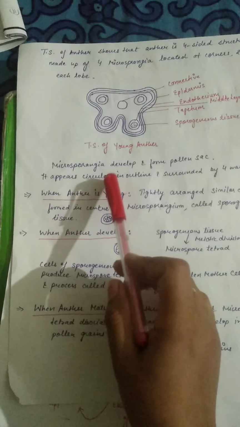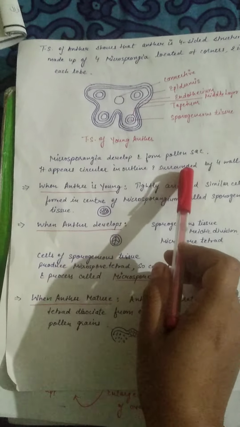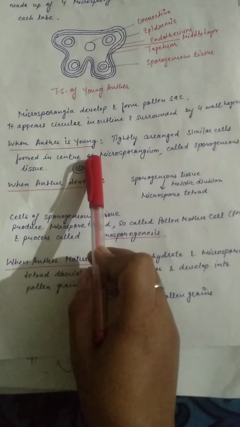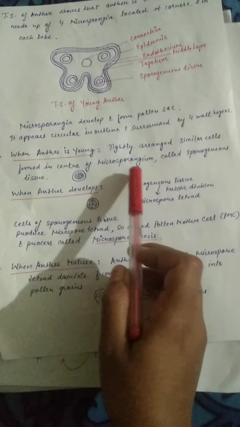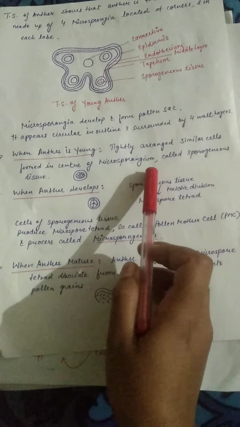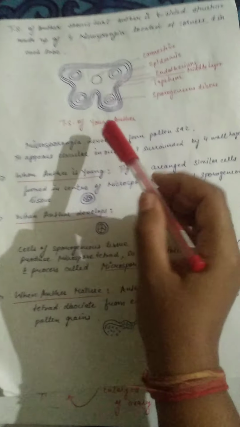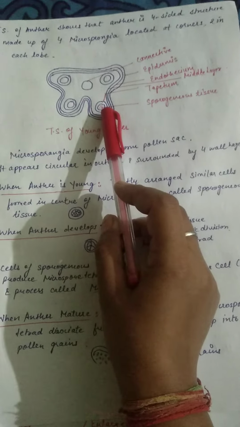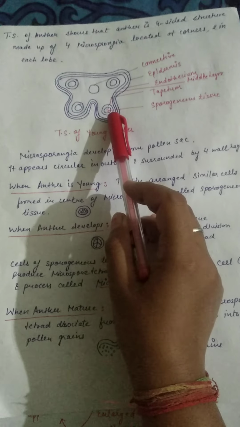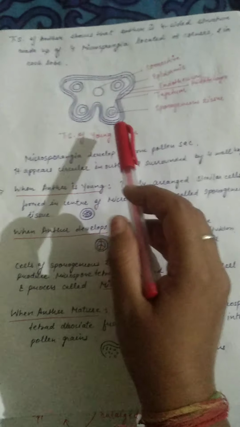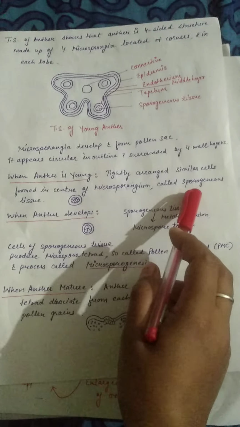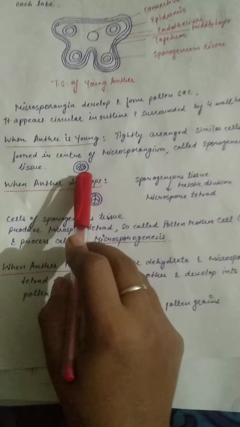And lastly, the microsporangia develop and form a pollen sac. Now the stages of the anther. When the anther is young, there are tightly arranged similar cells formed in the center of the microsporangium, as I told you above. Like in the diagram, there is a microsporangium. These small, similar cells which have the same structures develop in the microsporangium and form sporogenous tissue like this.